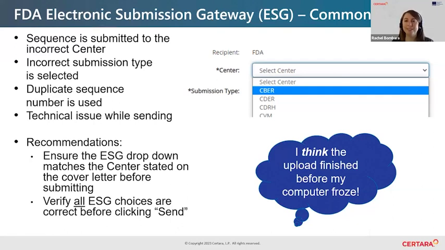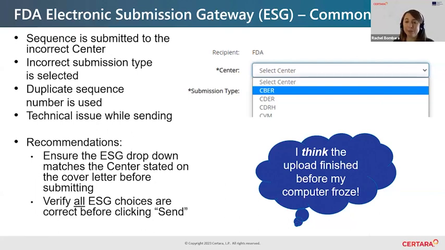Right, so let's say the submission is prepared and documents are done, the sequence is done, and you're ready to submit to a health authority. So for FDA, there is the electronic submission gateway, ESG, that's used to submit. But even at this stage, I think there are more errors that can happen than some of us would like to admit. So it's possible the incorrect center could be chosen. Say CBER is chosen when it's supposed to go to CDER, Center for Drug Evaluation. They're very close in name.